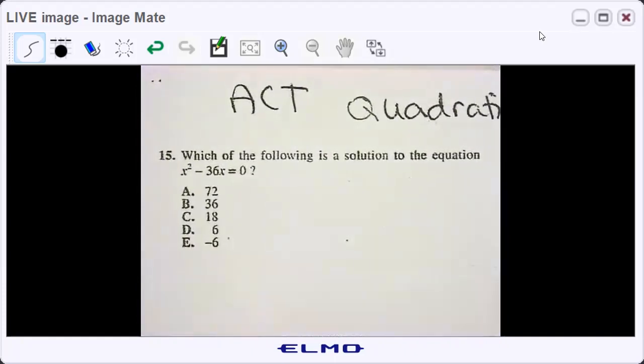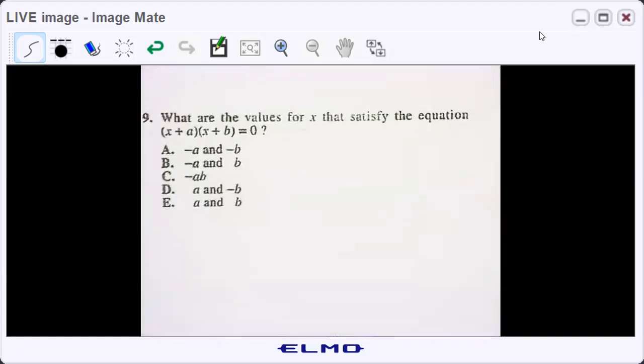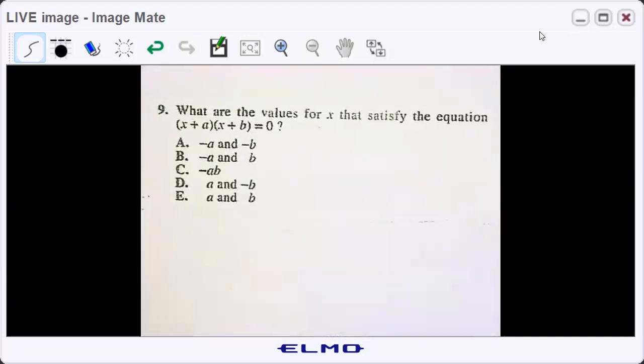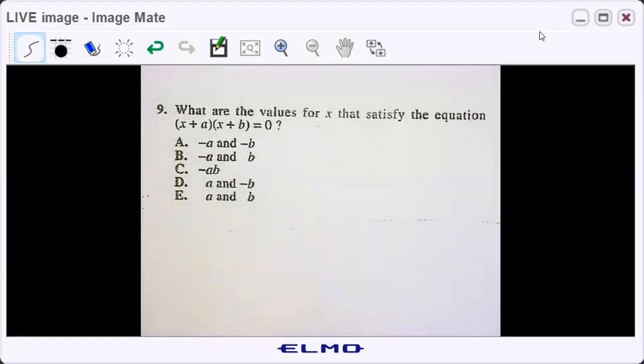Okay, hopefully you had a chance to look at that one. So let me scoot it up and get number 9 centered here and try that one. Okay, let's see the explanation of these two.